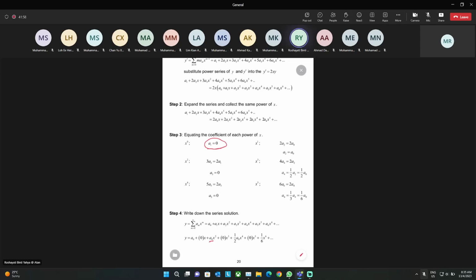a2. Look at a2. a2 equal to a0, so you can directly replace with a0. And then x to the power of 3, a3. Here a3 is 0. So x to the power of 4 becomes a4, a4 equal to half a0, and so on. So far, do you have any question?